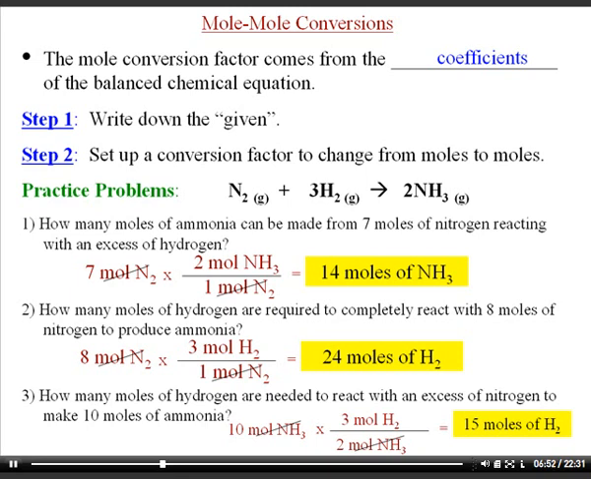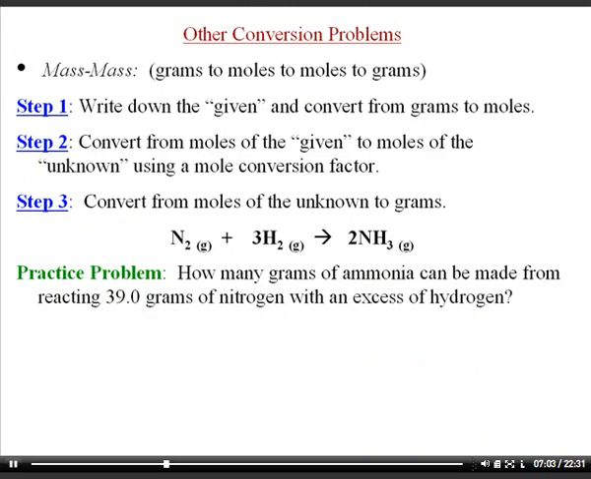So those are one-step mole-mole conversion factors. Now it turns out in this chapter all of our conversion factors will have to have the mole-mole ratio. So we're going to come back to this mole-mole step very often in this chapter. On the next slide, we're going to do other conversion problems that involve 3 steps. So the first type is called mass-mass.